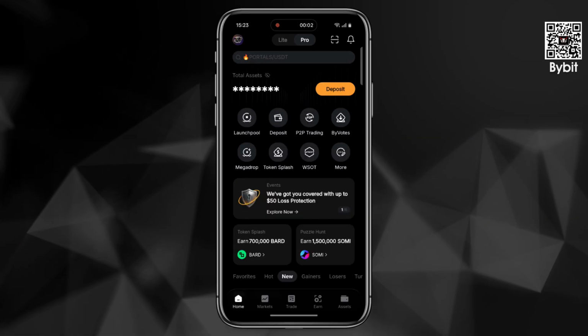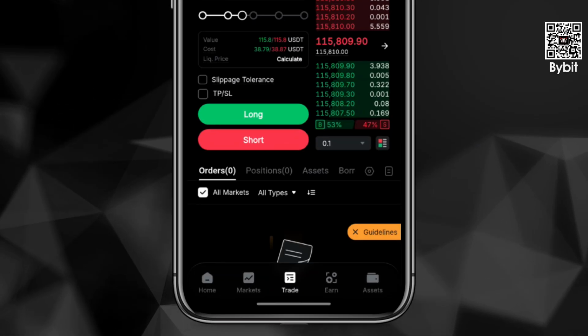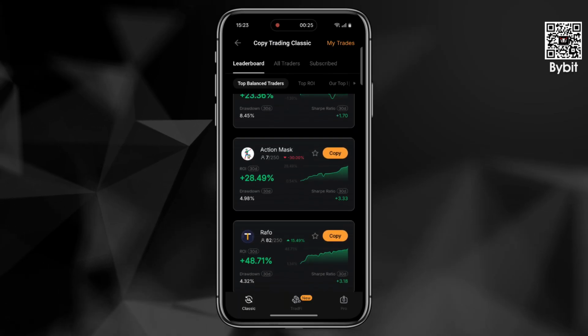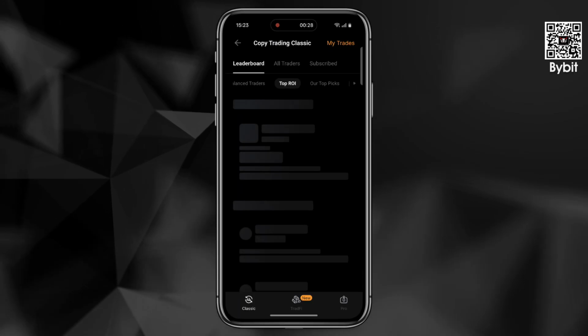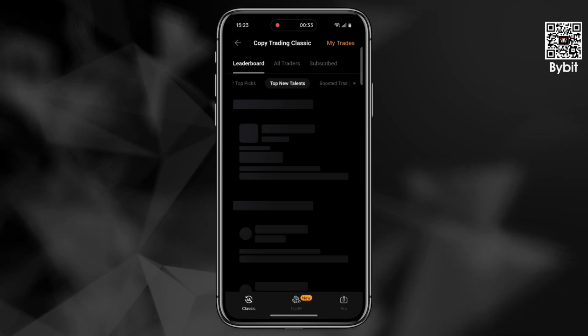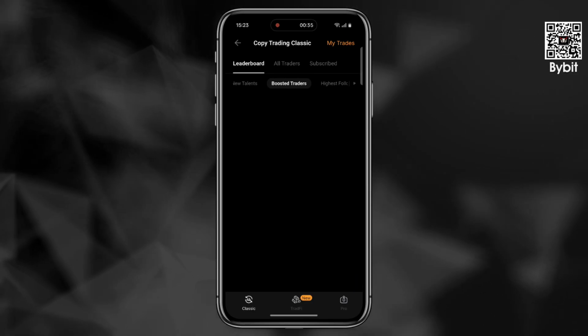To start, open the Bybit app on your phone and go to the trade section. Then tap on the three dots on the left and select copy trading. Here you'll find lists of traders sorted by categories. Elite traders with high ratings and a long trading history. ROI leaders, traders with the highest returns over the selected period. High PNL, overall profit indicator in dollars. To choose a trader that suits you, it's important to use filters.